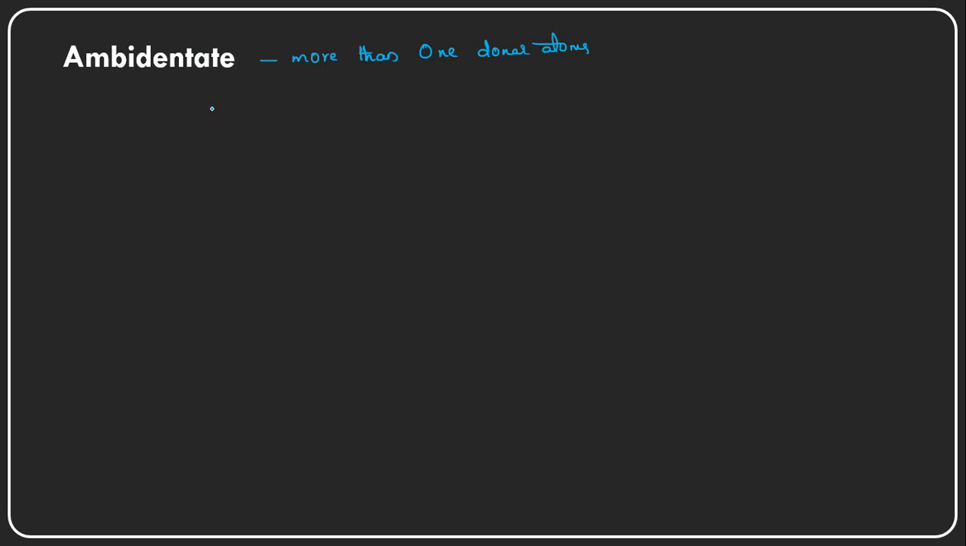But here the twist is, even though they have more than one donor atom, they can form only one bond. Even though they have more than one donor atom, they can form only one bond from either side. So what are the examples?